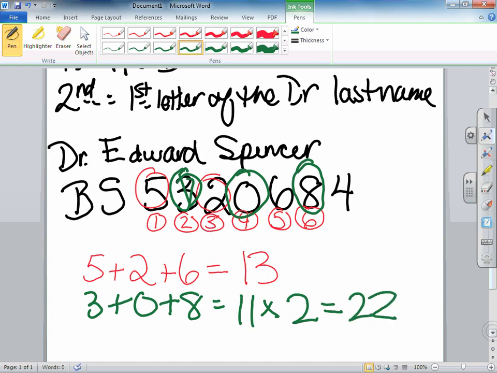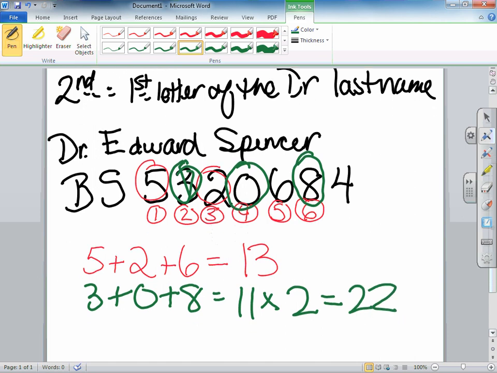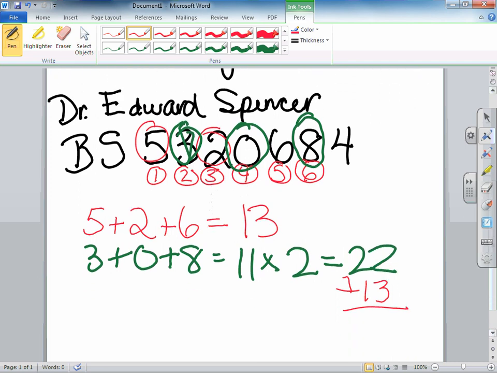And you're going to add the two totals together. 22 plus 13. 22 plus 13 is what? 35. That second digit within that new total should match the 7th digit. If it doesn't, that means what? The DEA number is invalid.